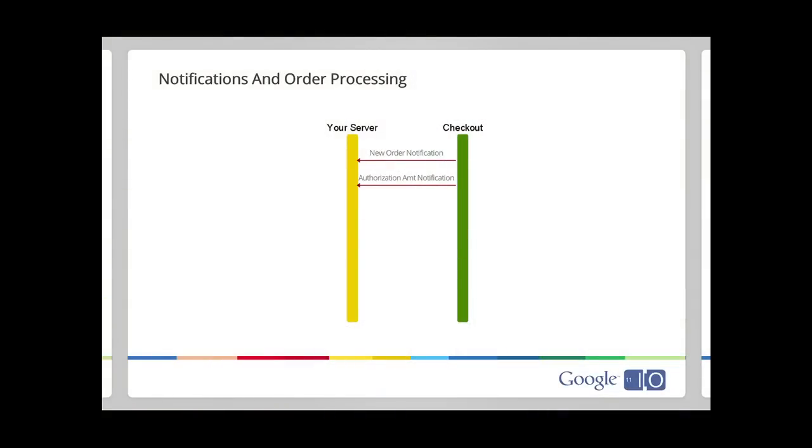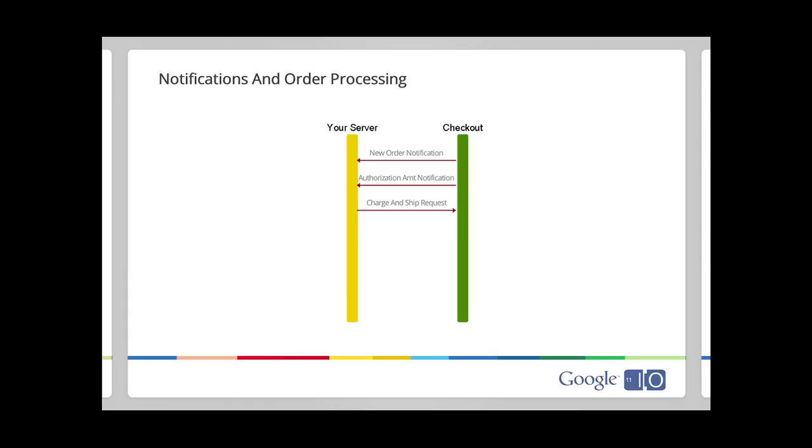We've also simplified order processing down to two notifications and one order processing request. The new order notification tells you that an order has been placed and the order details. The authorization amount notification tells you that the order is now chargeable, for how much, and when the auth will expire. Once you've received these two notifications, you can fulfill the order and then send the charge and ship request to Google Checkout. And what this does is it charges the request in Google Checkout, and then also marks it as shipped for your customer.